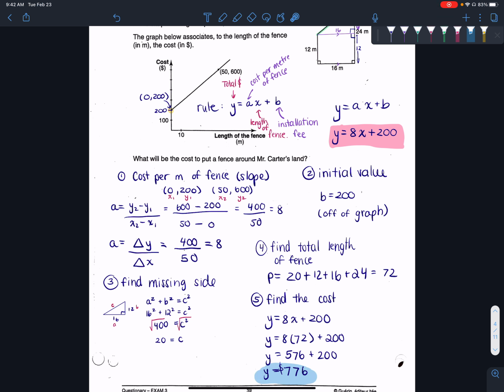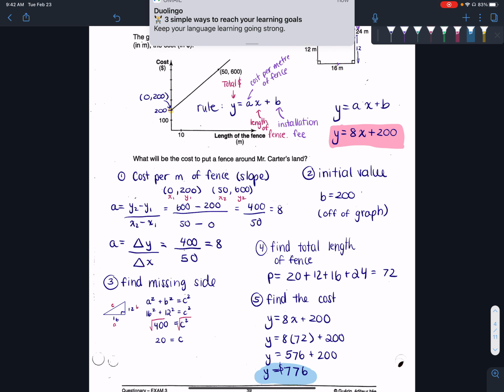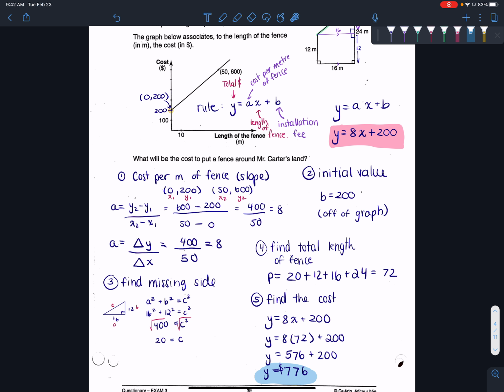So earlier I said that it doesn't matter in which order you did this. So what doesn't matter is step 1, step 2, step 3. Right, so you could have started with finding the missing side, and then you could have found the slope and then found the initial value and then put the equation together. These 3 steps really don't matter. The only thing that matters is that you do all these 3 before you do step 4 and 5.